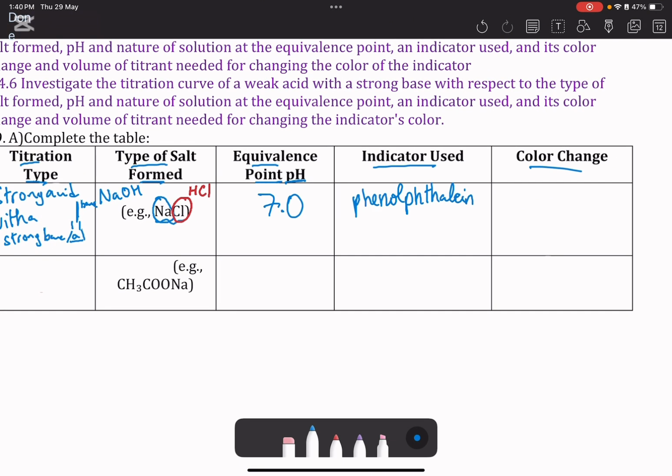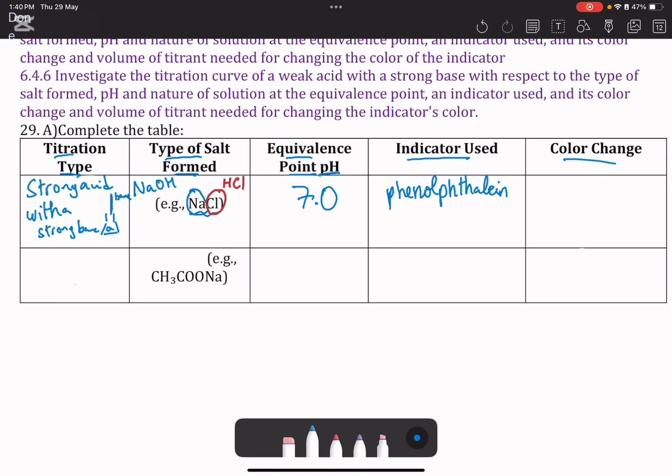Now the color change: since in the conical flask I have an acid, the phenolphthalein is colorless with acid but pink with bases. So the color is going to switch from being colorless to pink.